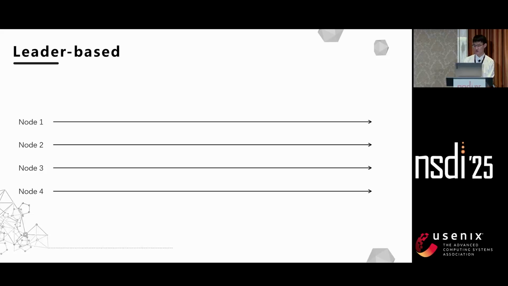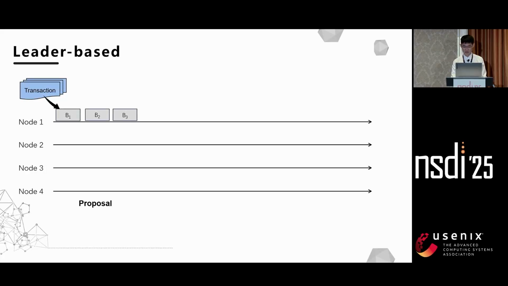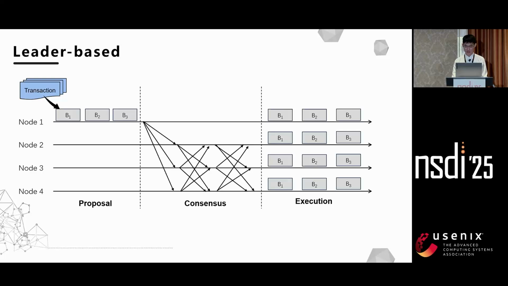Firstly, I will discuss our motivation. In the blockchain system, we have two scenarios, leader-based consensus and leaderless consensus. First, in leader-based consensus, one leader node gathers transactions in blocks, making proposals and coordinating consensus. When the consensus completes, other nodes execute transactions in the sequence defined by the leader node. The leader node takes heavy duty in making proposals, which makes it the bottleneck of performance.